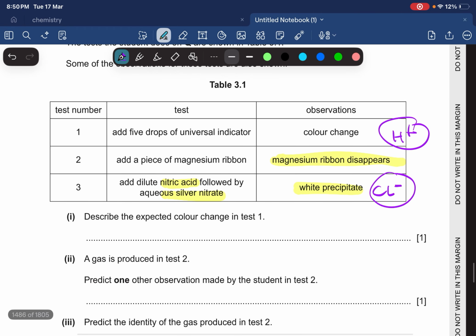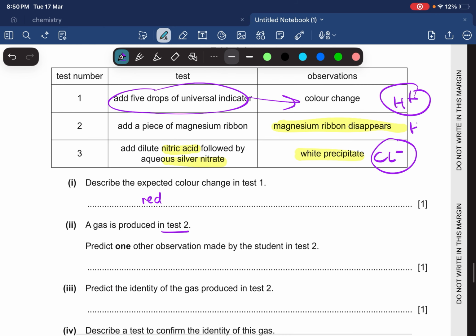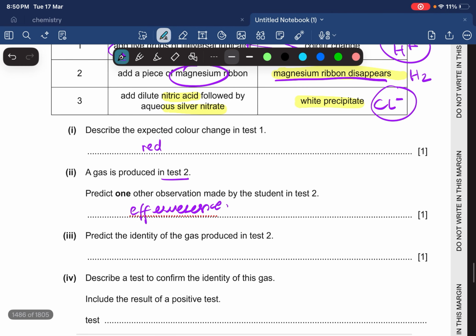Describe the expected color change in 1. When you add universal indicator to an acid, you get red color. A gas is produced in test 2. Yeah, that's hydrogen gas, because in an acid you have added magnesium metal. Predict one other observation made by the student in test 2. Magnesium ribbon disappears, and since you're producing a gas, you're going to observe effervescence. Predict the identity of the gas produced in test 2. That's going to be hydrogen gas.